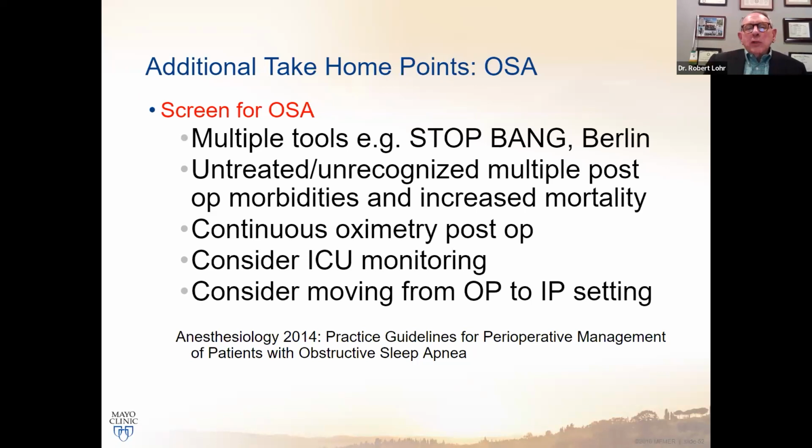The reason for it is that untreated or unrecognized OSA does increase post-op morbidity and mortality. Post-operatively, you need to use continuous oximetry. You would consider moving the patient to the ICU for the first day or two, and consider moving an outpatient procedure to an inpatient setting, particularly if they're going to go home with significant narcotic drugs for pain management. So have your nurse or clinical assistant do a quick assessment. It's a few questions, weighing the patient and measuring their neck circumference.